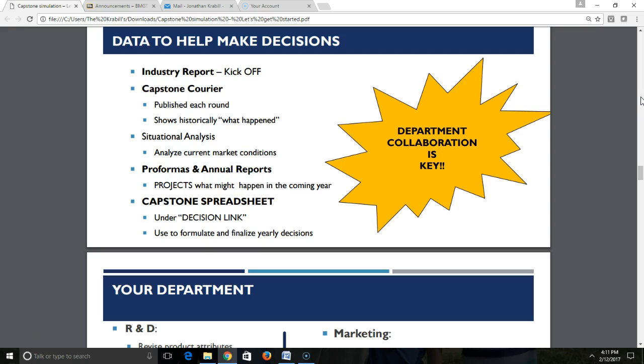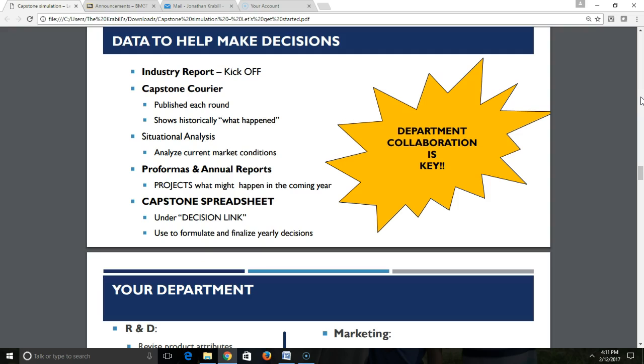On a round basis, the Capstone Courier will be published. It will show what has happened looking back. And this is for the entire industry, the players, and the market segments and the products inside that industry. We're also going to look at a situational analysis. You guys have done these before. It may have been under a different term, but I'll get to that here in a second.